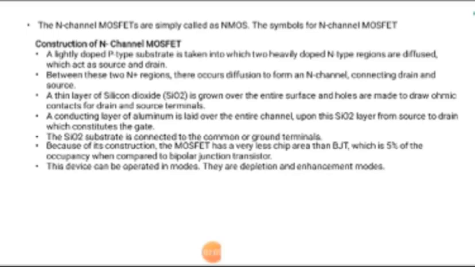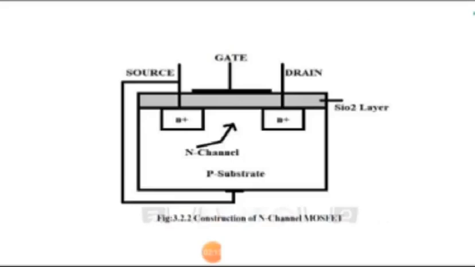Because of this construction, the MOSFET occupies much less chip area than a BJT, about 5% of the occupancy when compared to the BJT. These devices can be operated in two modes, that is enhancement and depletion mode. So here you can see the construction of the N-channel MOSFET. You have the source, drain and the gate. In the gate you can see the SiO2 and the aluminum layer.